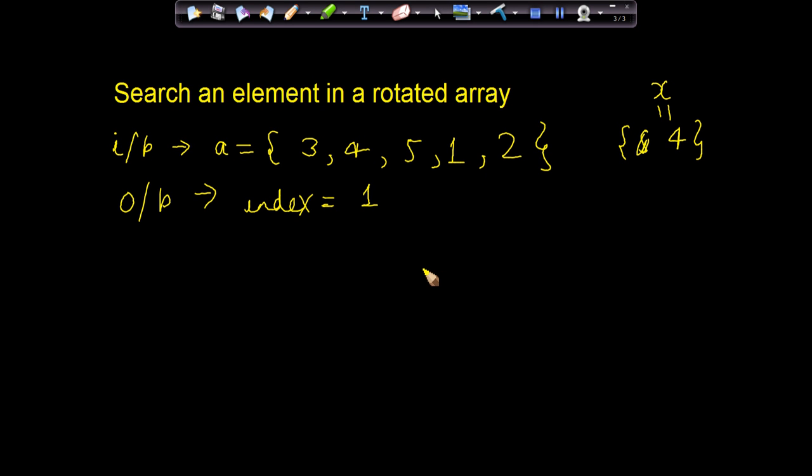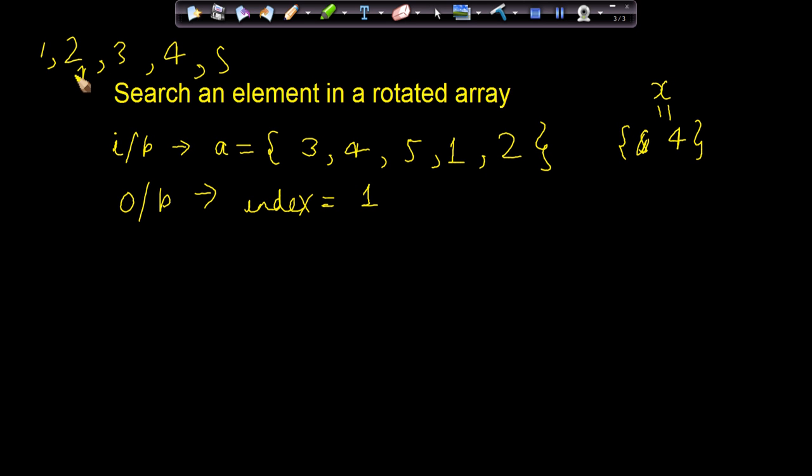Hi everyone. Today we are going to solve a problem: searching for an element in a rotated array. This is an example of a rotated array: 3, 4, 5, 1, 2. So what is a rotated array? For example, we have a sorted array, 1, 2, 3, 4, 5.